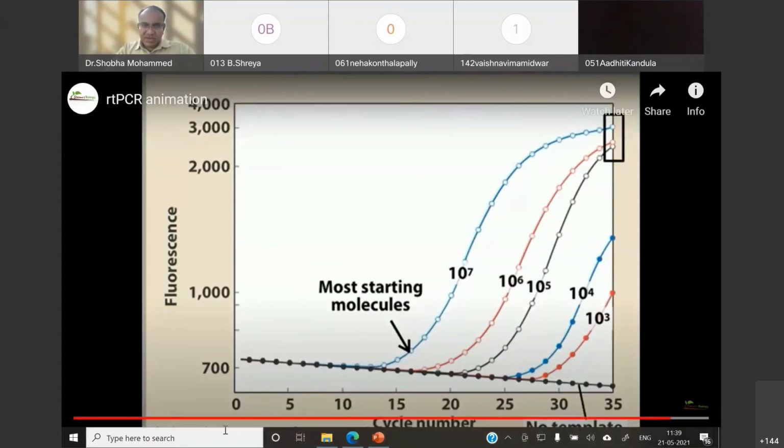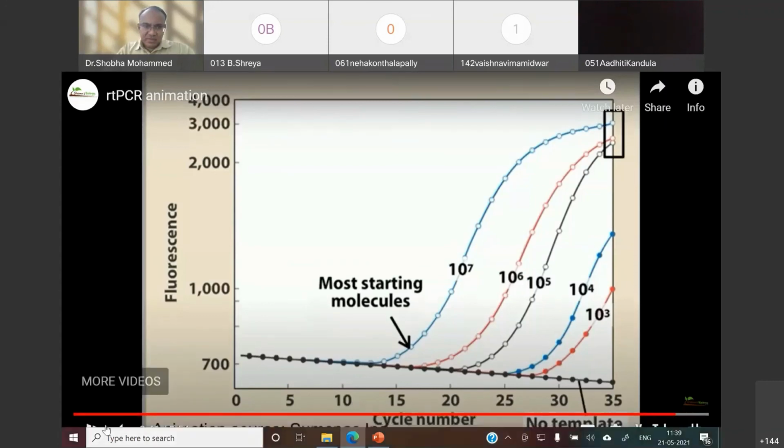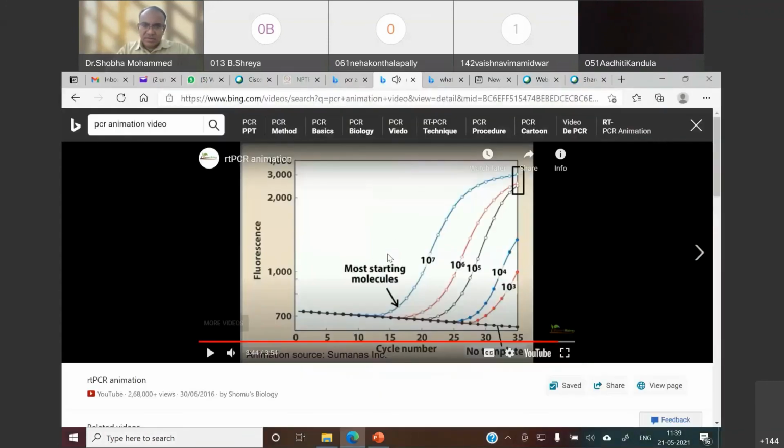So this is how we are going to use this RT-PCR technique. In a simple way, this animation has been shown. You can go to your browsers and watch this, a beautiful way he has explained. It's a simple mechanism.